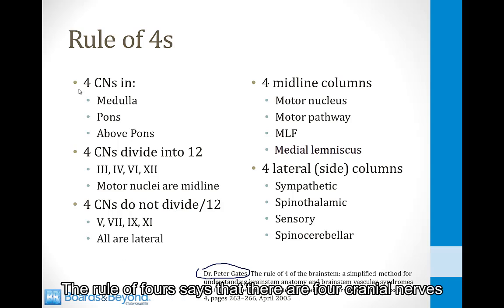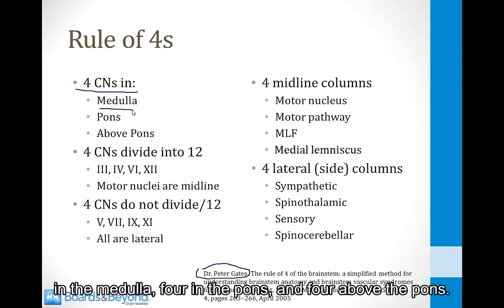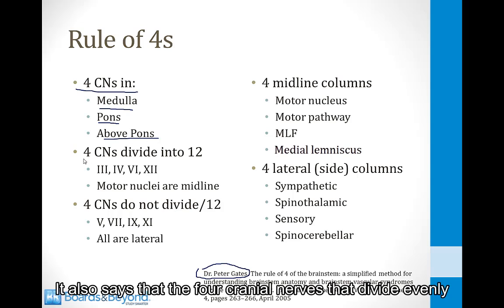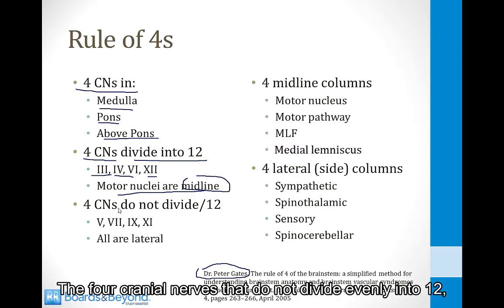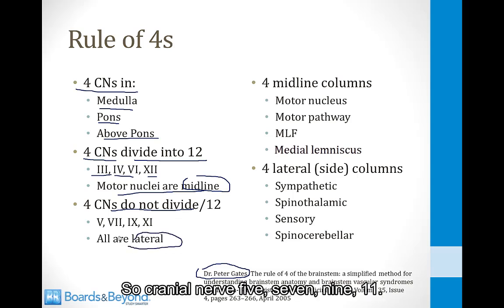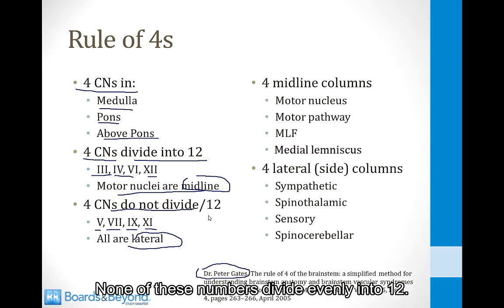The rule of fours says that there are 4 cranial nerves in the medulla, 4 in the pons, and 4 above the pons. It also says that the cranial nerves whose numbers divide evenly into 12 have midline motor nuclei. So 3 divides evenly into 12, so does 4, so does 6, so does 12, and all these are midline cranial nerves. The 4 cranial nerves that do not divide evenly into 12 are all lateral. So cranial nerves 5, 7, 9, 11, none of these numbers divide evenly into 12. So those are all lateral cranial nerves.